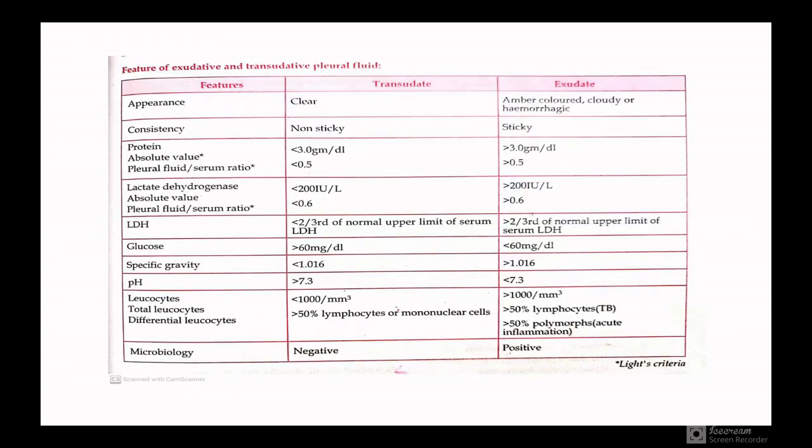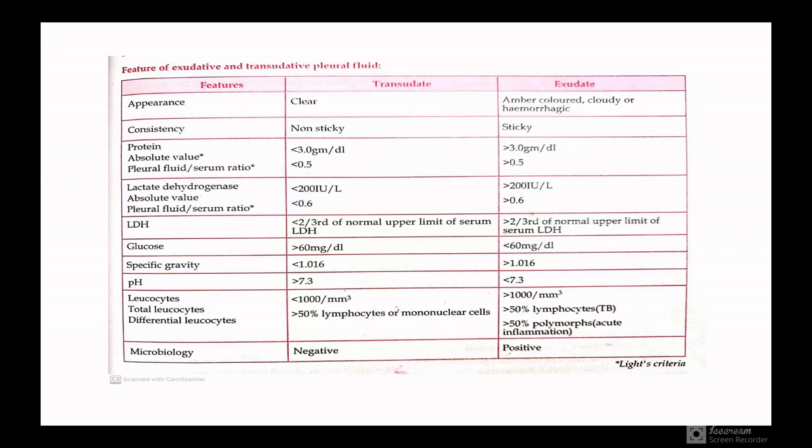Now let's see the features of transudative and exudative. In appearance, transudate will be clear, but exudate will be amber colored, cloudy, or hemorrhagic. Consistency in transudate will be non-sticky. In exudate, it will be sticky. Protein, absolute value, in transudate will be less than 3.0 gram per dL, but in exudate it will be more than 3.0 gram per dL, and the pleural fluid by serum ratio will be less than 0.5 in transudate and more than 0.5 in exudate.